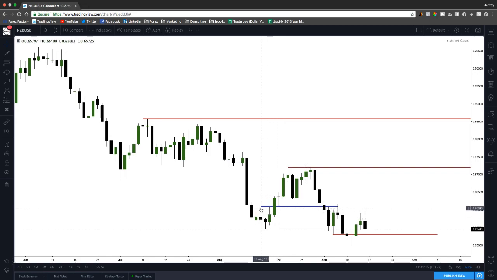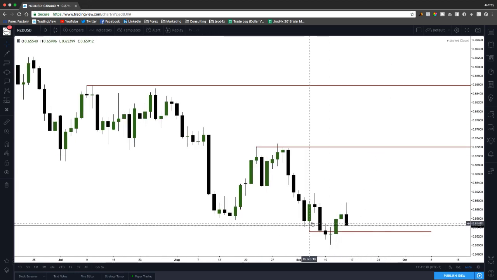Again, here's another example of old support becoming resistance. So we've got a daily bullish order block marked out here. As you can see, the market gets below it, comes back up, retests it, and sells off. So notice things like that. Make sure you keep those levels on your chart so you can actually see how price behaves when it gets to those levels. And I just wanted to show you that example real quick.